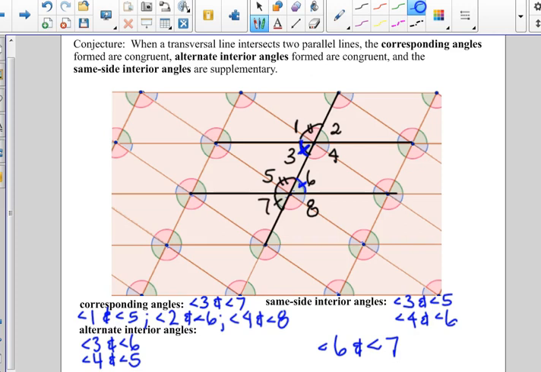vertical angles. And the last sort of angle that we discussed was same side interior angles. And those are angles that are located between the parallel lines on the same side of the transversal. So angle 3 and angle 5, and angle 4 and angle 6.